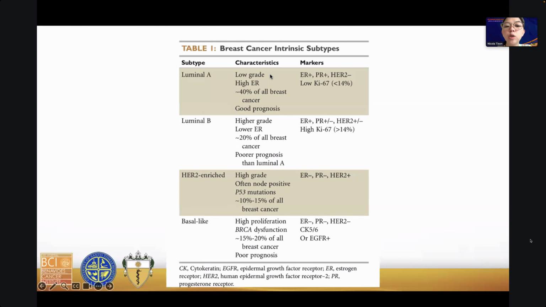Luminal A would usually be low grade. They're usually strong ER/PR positive and HER2 negative. And if we request proliferative indices like Ki-67, it would be low. So luminal A cancers have the best prognosis.